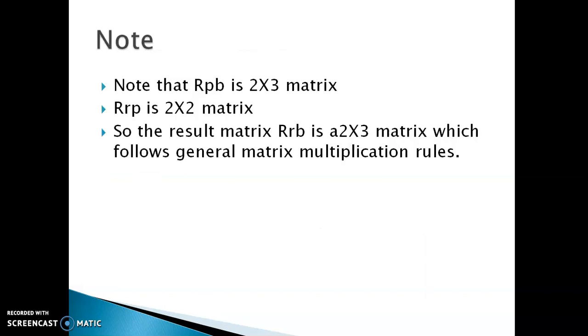So here is a note. Note that RPB is a 2 cross 3 matrix and RRP is a 2 cross 2 matrix. So the resultant matrix RRB is a 2 cross 3 matrix, which follows general matrix multiplication rules.